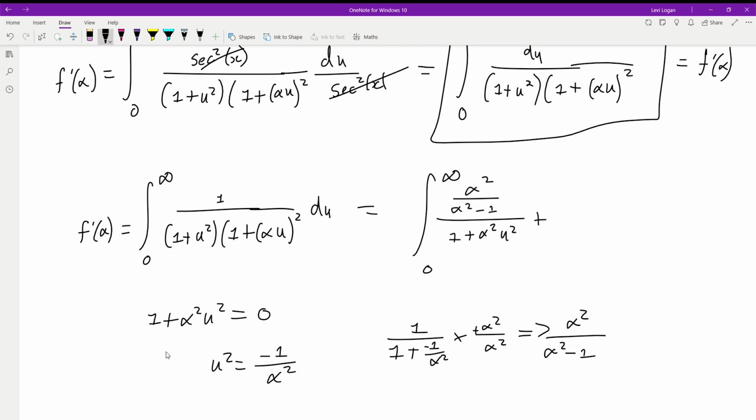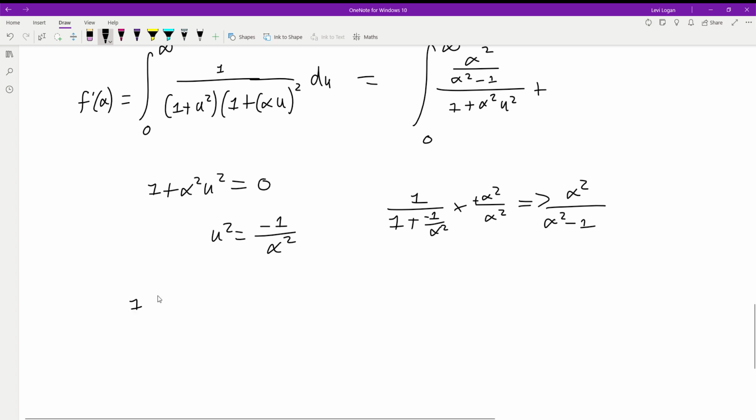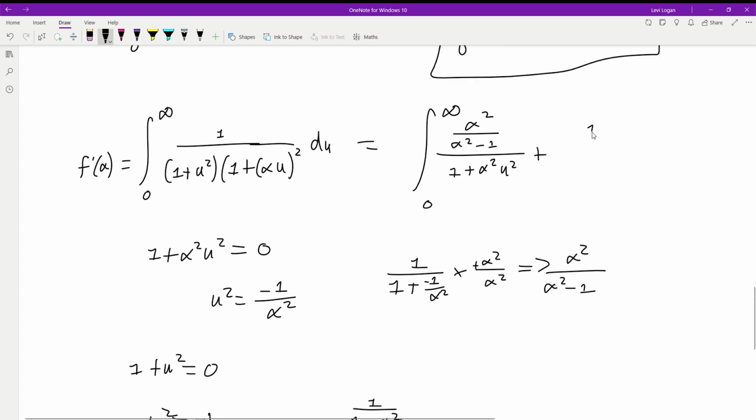So when this equals 0, so you have 1 plus u squared equals 0, therefore u squared equals minus 1. So we can rewrite that as 1 over 1 minus alpha squared. So that would be 1 over 1 minus alpha squared all over 1 plus u squared du.